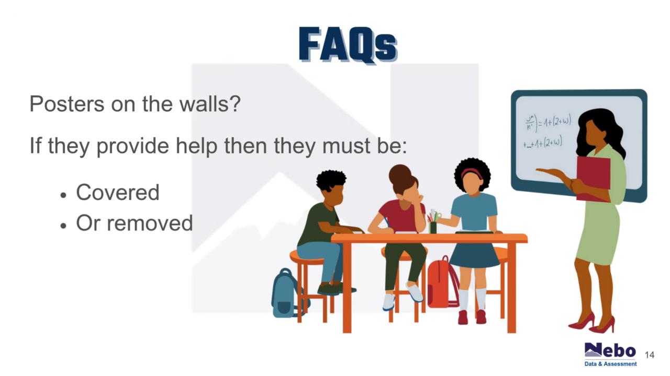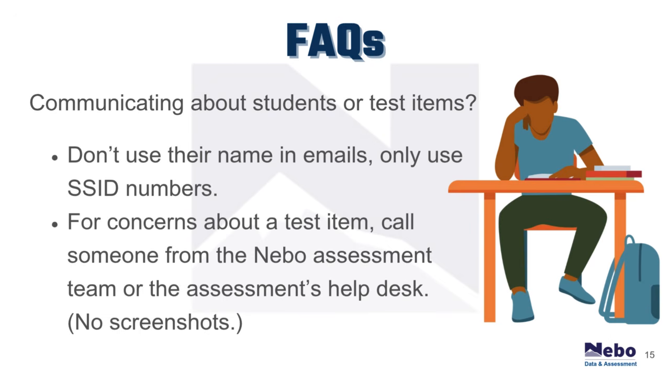What about posters on the classroom walls that provide help, hints, or guidance on answering test questions? They must be covered or removed even if the materials have been on the wall or available all year. How can I communicate about a student or a test item without violating the ethical rules? To help keep student data private, don't use their name in emails. Only use SSID numbers. Report concerns about a test item to the Nebo assessment team or to the assessment's help desk. It is better to have this conversation over the phone than by email. And please don't take any screenshots of the test items.